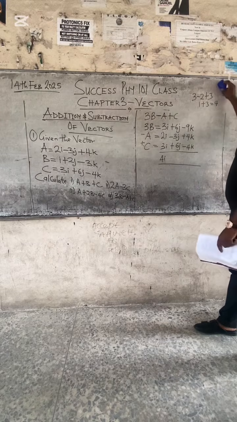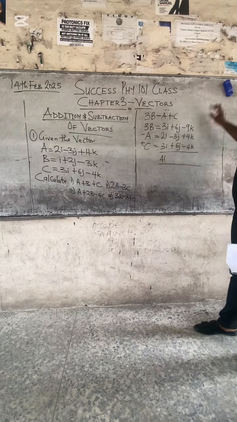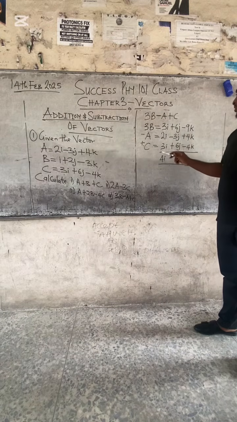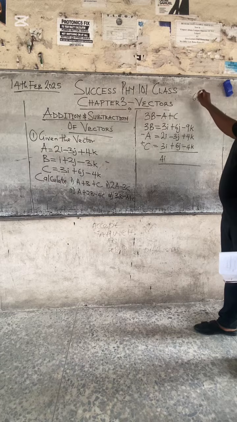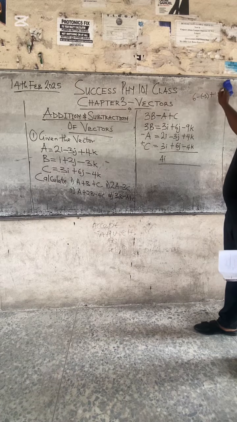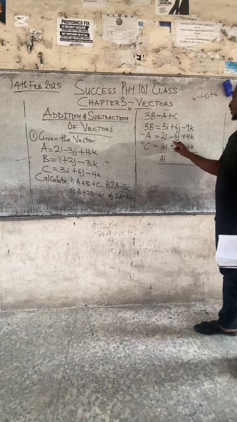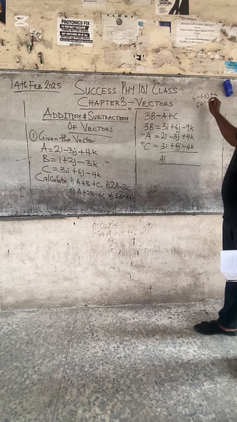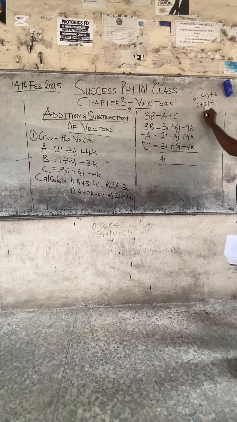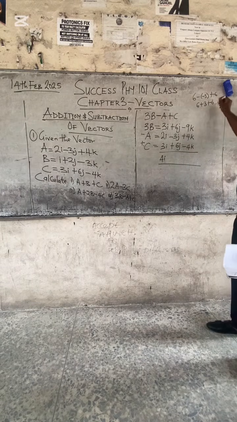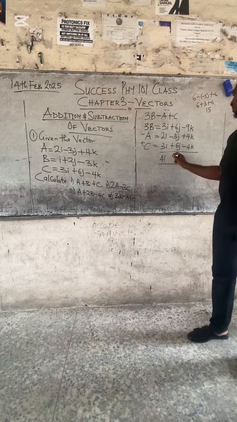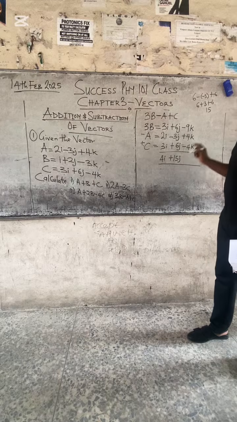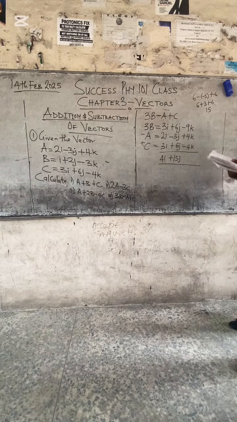Let's go to the j part. 6 minus minus 3 plus 6. Look at the 6 minus minus: minus times minus is plus, so 6 plus 3 plus 6. 6 plus 3, 9 plus 6, 15. So we have plus 15j. That's the j part.